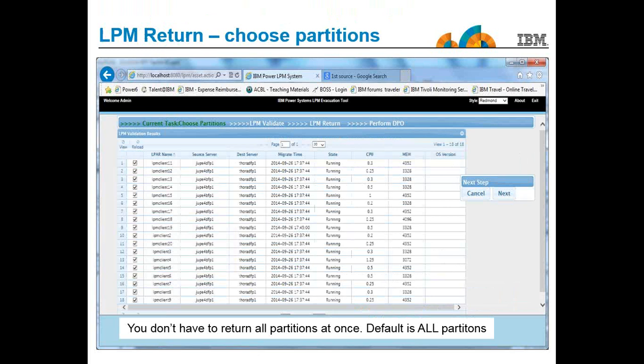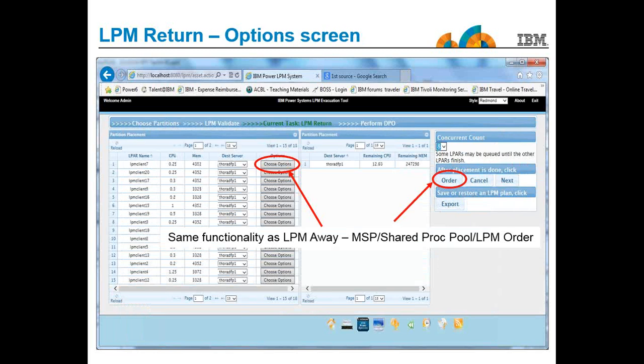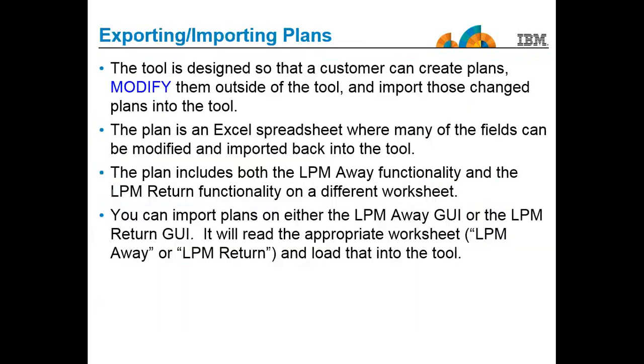And I'll talk about this. It's basically saying when we return them, we can return them all at once, or we can uncheck the boxes we don't want to return. And we have some of the same functions in the return. We don't have all the same functions. You can't change your destination server on the return screen because we're going back to where we came from. But you can change the order and concurrency count, but you don't have packing or striping because you're going back to where you came from.